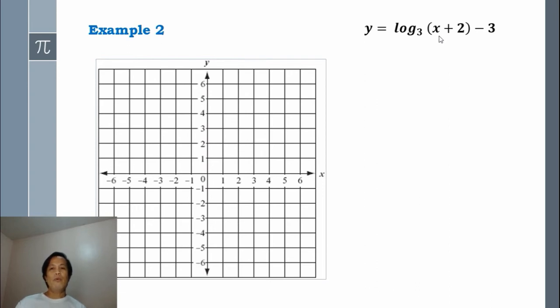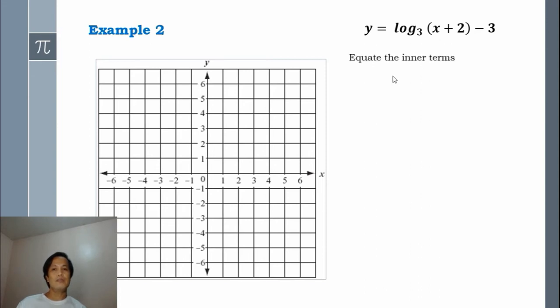This time, we have these inner terms, x plus 2. The first example, we only have the x. This time, we have x plus 2. So we need to choose, again, at least 3 points. Number 1, equate these inner terms to 0 for the vertical asymptote. Next is equate to 1 for the first point, and another is equate to whatever is the base. In this case, the base is 3, so we need to equate x plus 2 to 3.